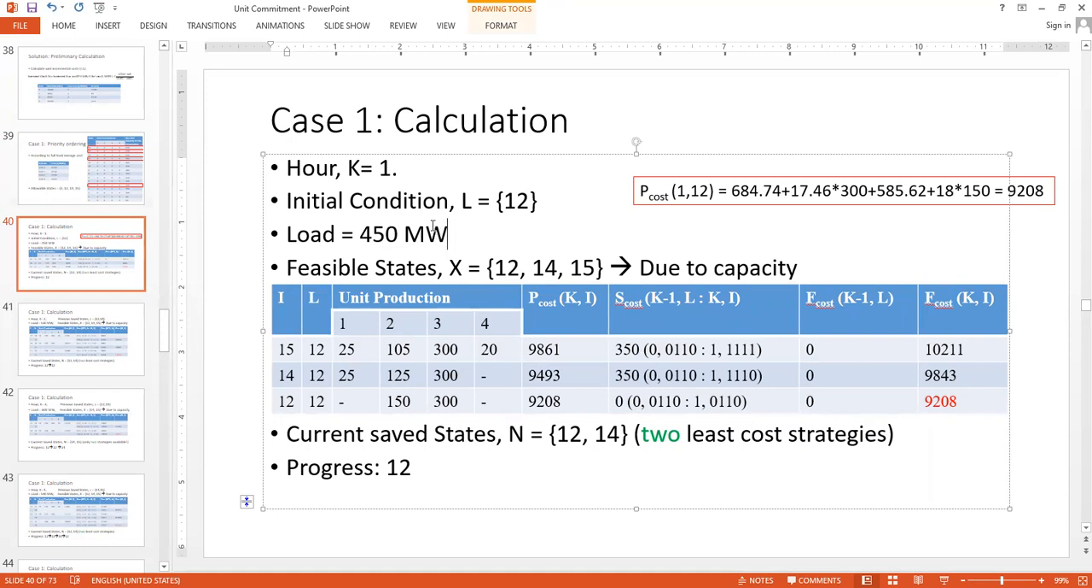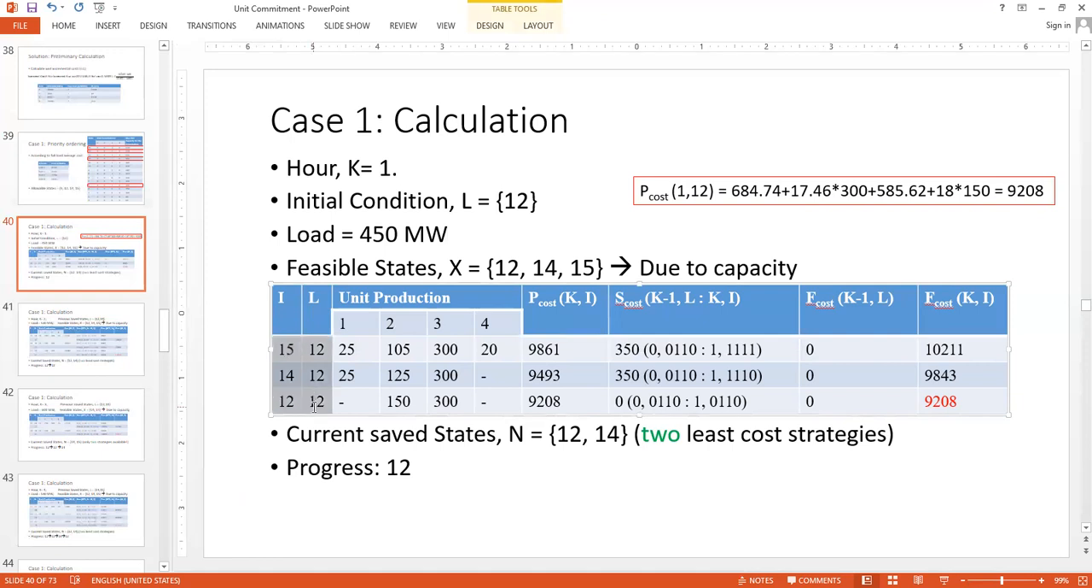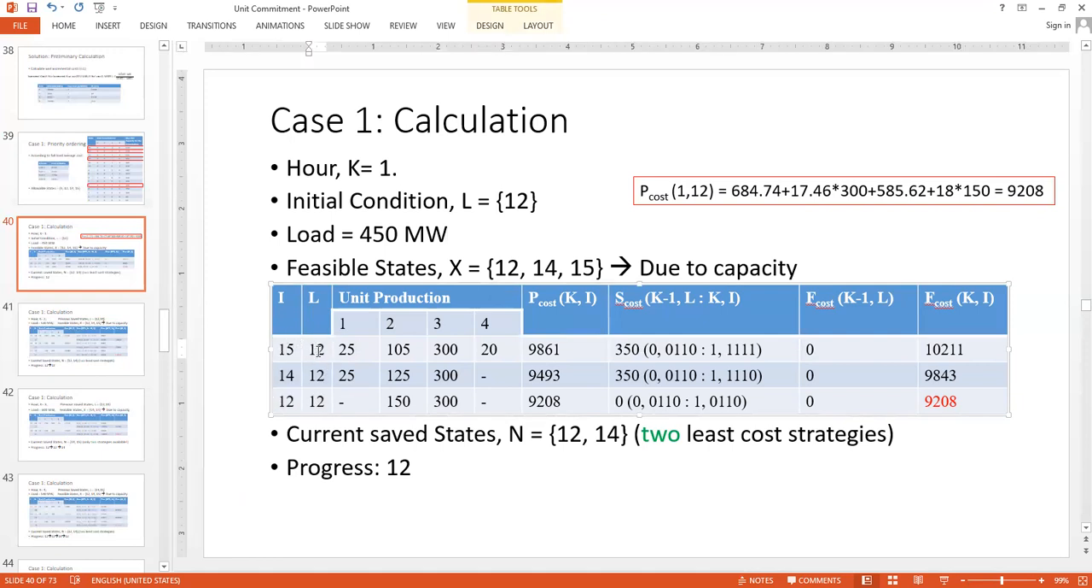So from the initial status L12, we can jump from 12 to 12 for number 1, or we can jump from 12 to 14, or from 12 to 15. So we have 3 different choices, listed in the first 2 columns. The transition from 12 to 15 is possible, 12 to 14 is possible, 12 to 12 is also possible. Which one to choose depends on the cost calculation. So let's go to the cost calculation part.